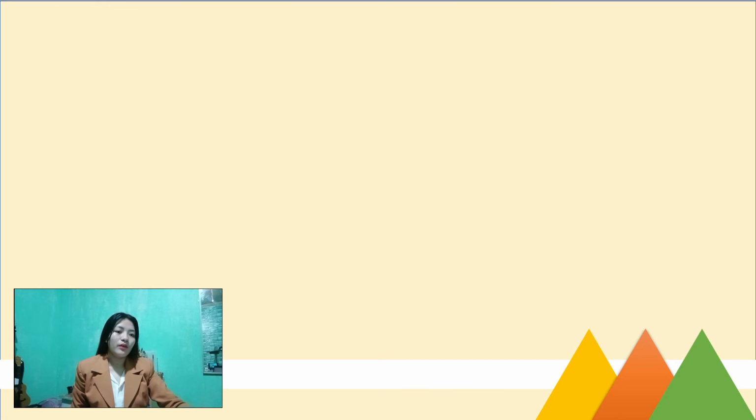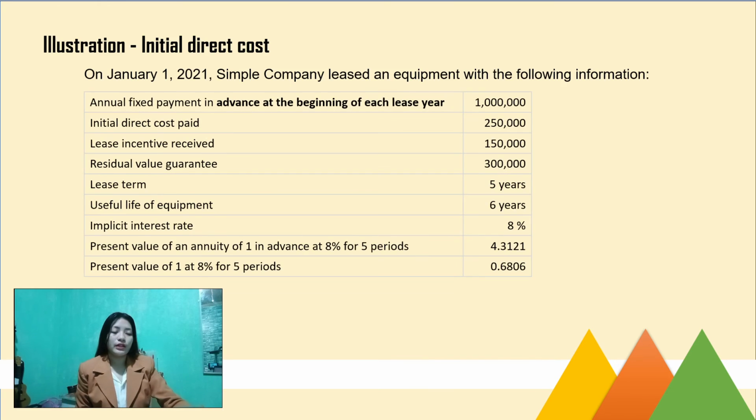So now, let's move on to the next illustration about the initial direct cost. So ito yung given problem. On January 1, 2021, Simple Company leases an equipment with the following information. So you can just pause the video to read the following information.